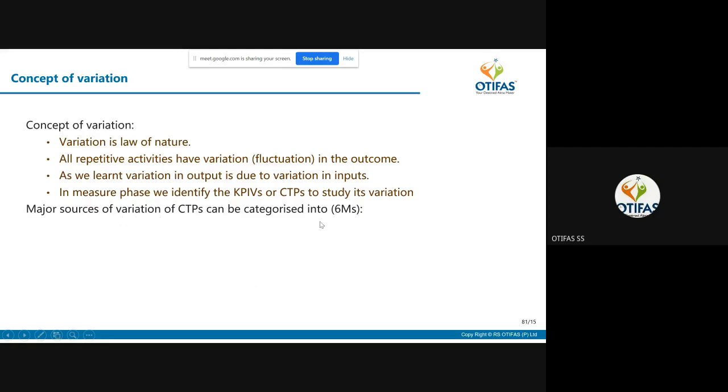The major sources of variation can be categorized into six M's, as I said: man, machine, material, methods, measurements, and environment. Now in Six Sigma, we want to ensure that there is no variation because of measurement in the first place. Because all other things we cannot ensure, but before we start, we should understand that there is no variation because of measurements. That is why we do MSA. Understood? We do MSA because of this.